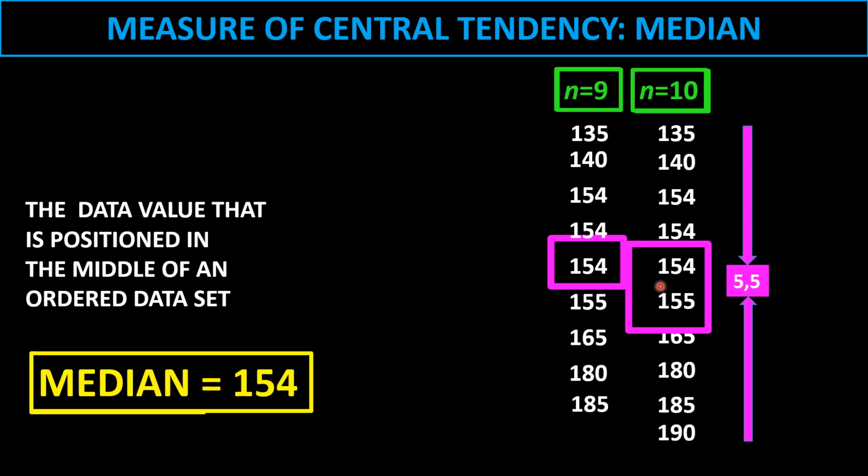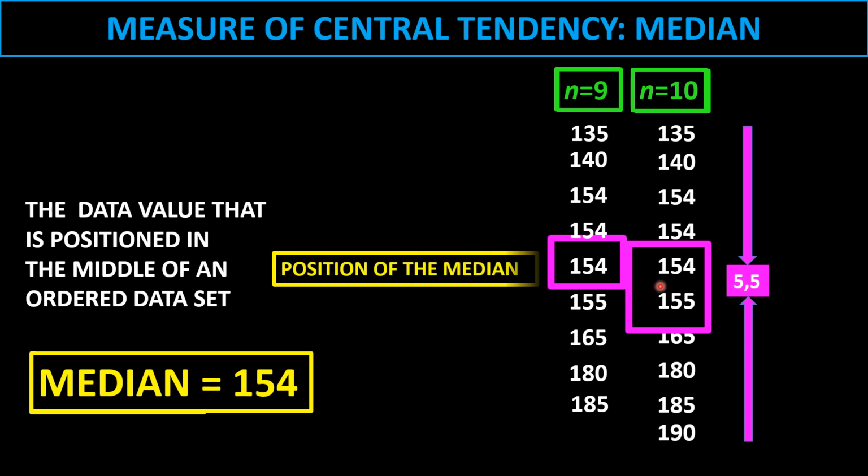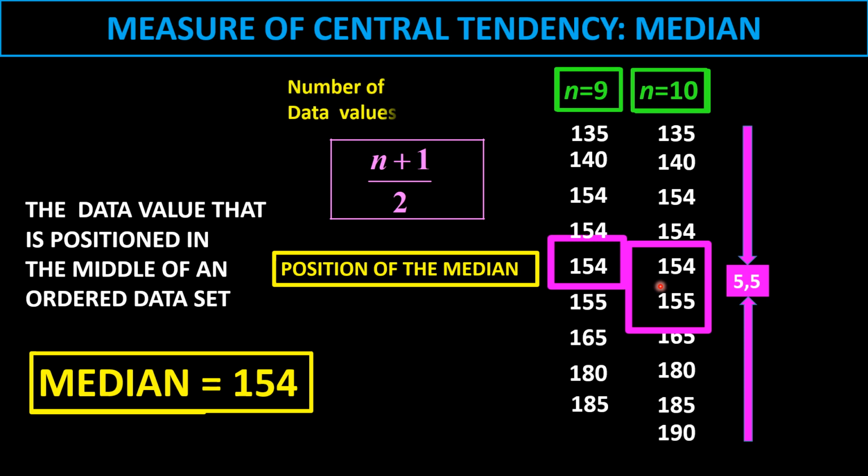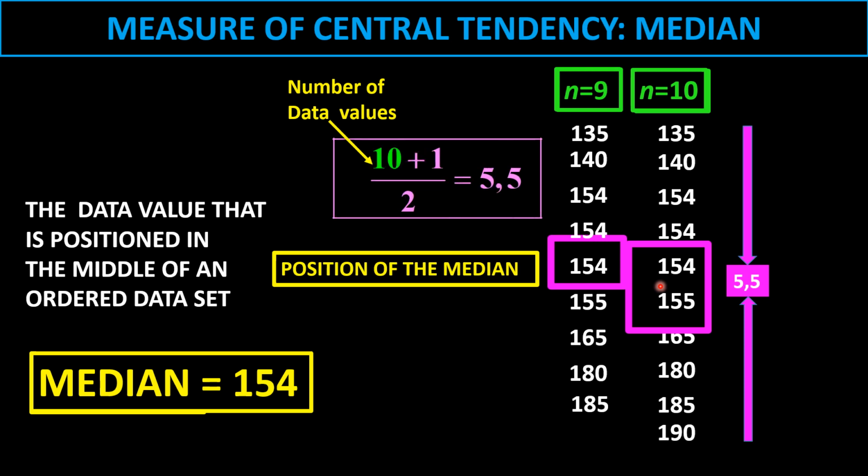So that is 5.5. And how did we get that position? How many data points are there? 10. 10 plus 1, 11. 11 divided by 2. So that's how you can find your position, right? n plus 1 over 2, which in this case is 11 over 2, which is 5.5. So it's right in the middle there.